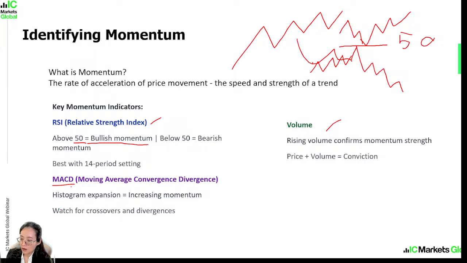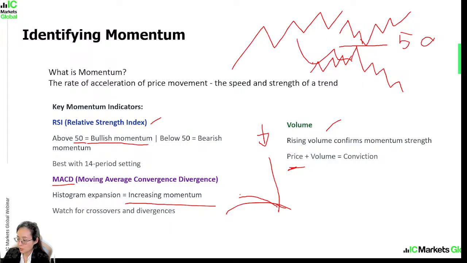For the MACD, or moving average convergence divergence, if you look at the histogram expansion, it means momentum is increasing; watch for crossover and divergence. Okay, so for the MACD, if you wait for a crossover, it might give you a slow, lagging signal, so it gives you a slow entry. Basically if you wait for the line to cross, sometimes you might see the price action here, but the entry might be somewhere around that. So you may not have the best entry.